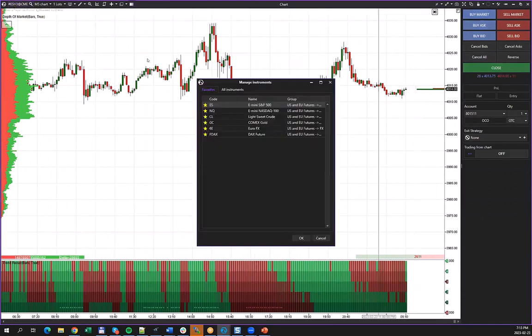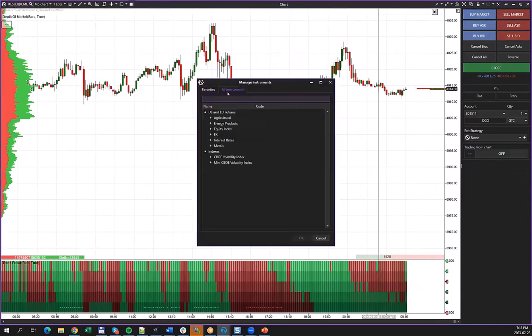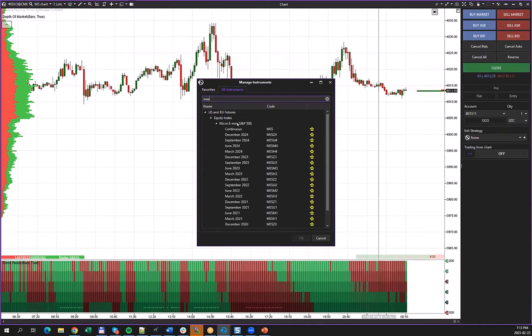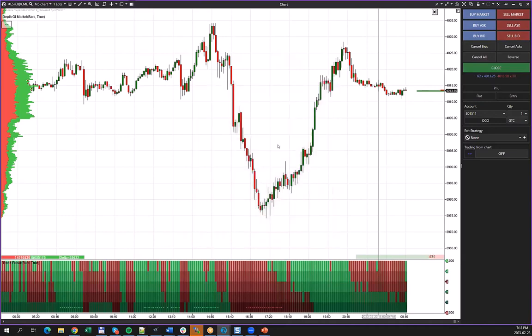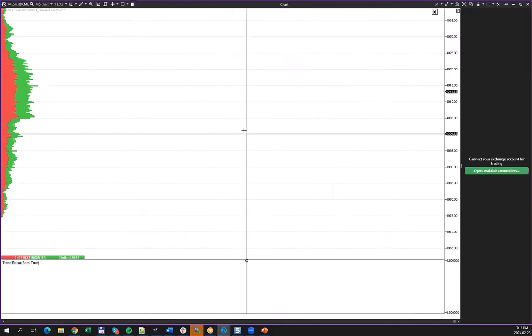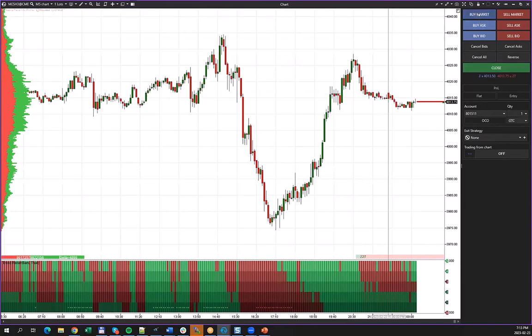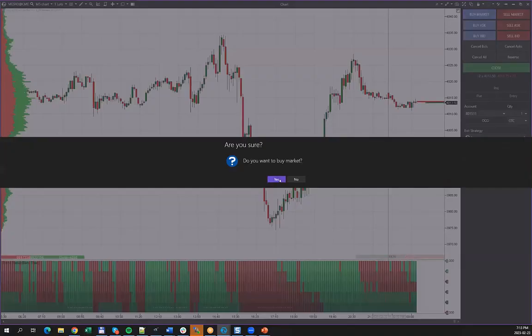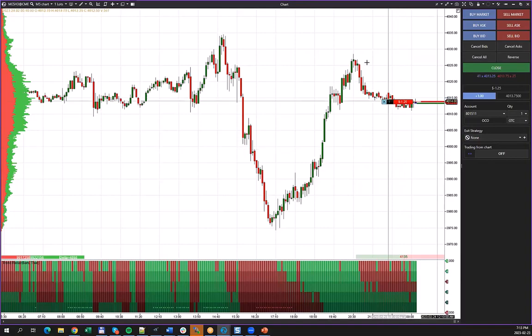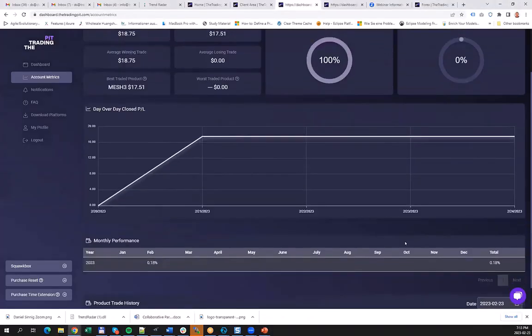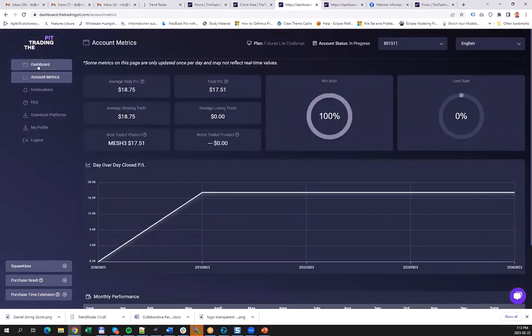This is not the right symbol. Give me 1 second. The micro index futures, March 2023. This will open up the chart. And as soon as I place a trade, it will be reflected immediately on your dashboard. So buy market. All right, I bought it. And I now have this trade open, and the dashboard will update almost immediately.